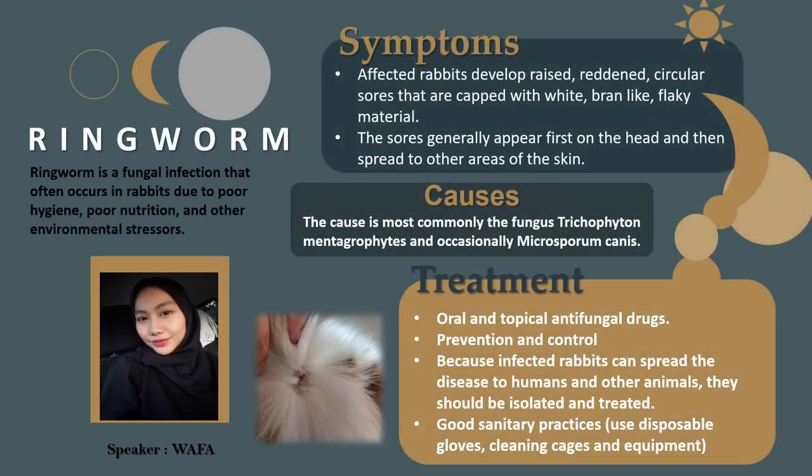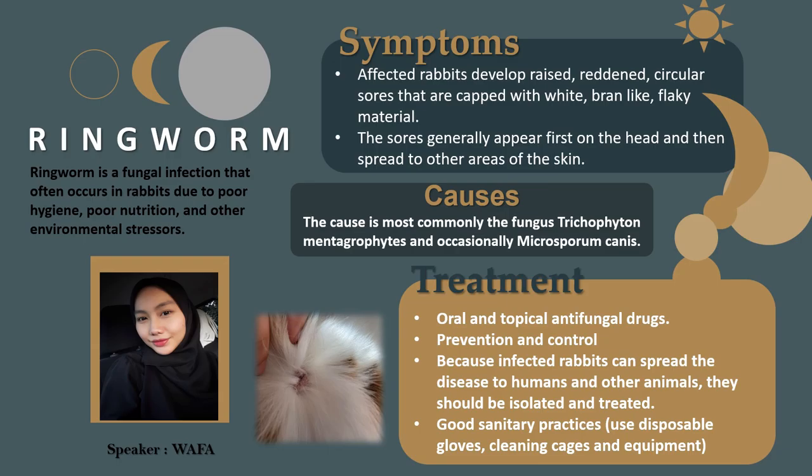Next, ringworm. Ringworm is a fungal infection that often occurs in rabbits due to poor hygiene, poor nutrition, and other environmental stresses. Symptoms: affected rabbits develop raised, circular sores that are capped with white, brain-like, flaky material. The sores generally appear first on the head and then spread to other areas of the skin. Causes: the cause is most commonly the fungus Trichophyton mentagrophytes and occasionally Microsporum canis. Treatment: oral and topical antifungal drugs.